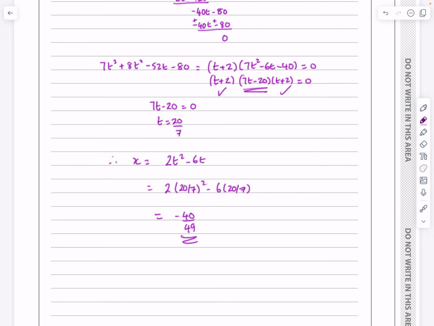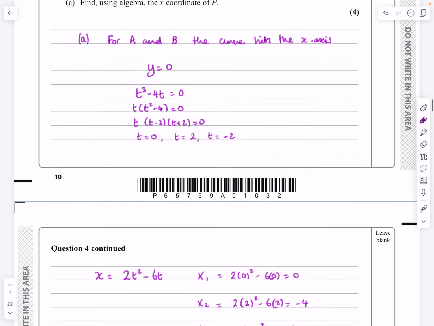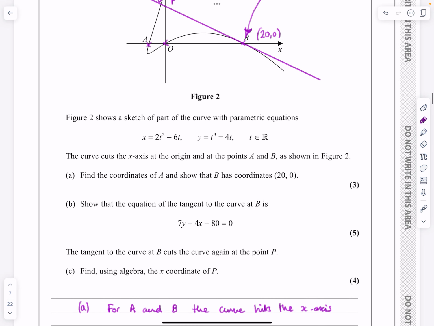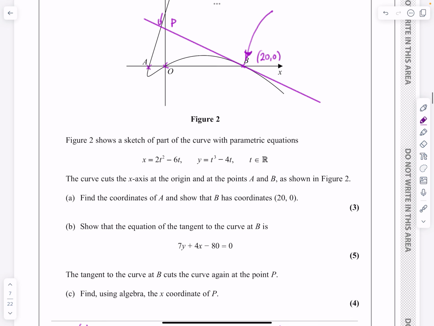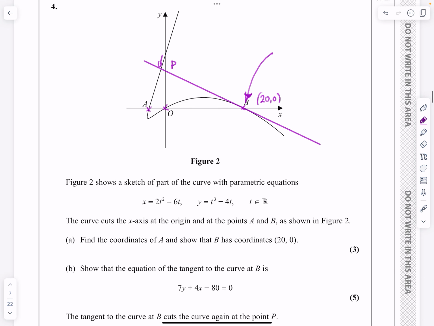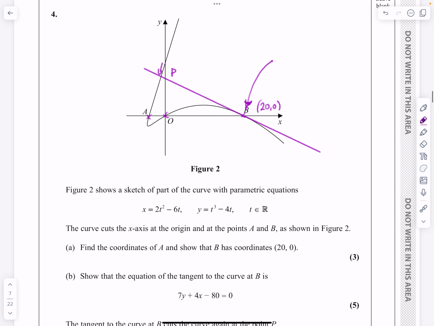Another one of those where in an exam I'd be a bit panicky about getting something like that. But that is the correct answer, because obviously I've checked that through. So yeah, quite a long question, with quite a few difficult bits to it, but you know, P4. Hopefully that will make sense to you.